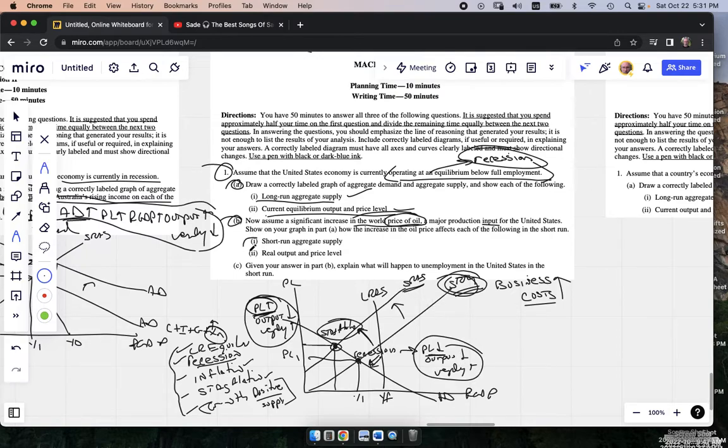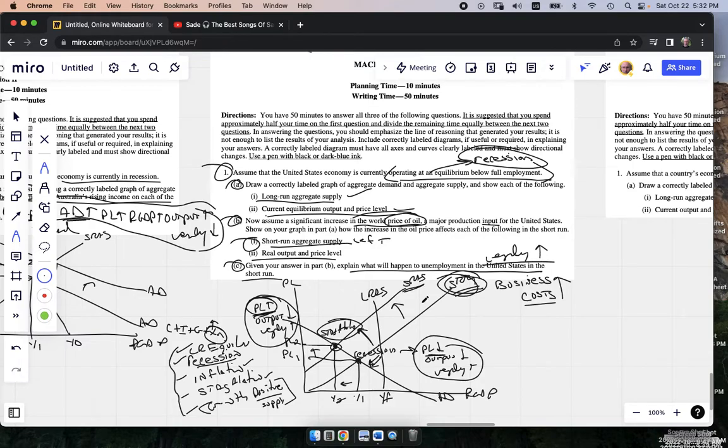Anyway, we showed our short-run aggregate supply curve shifting to the left. We showed what happened to price level. Price level went up to PL2 and output fell even further to Y2. Easy. And we know what happens to unemployment. With stagflation, unemployment has to go up.